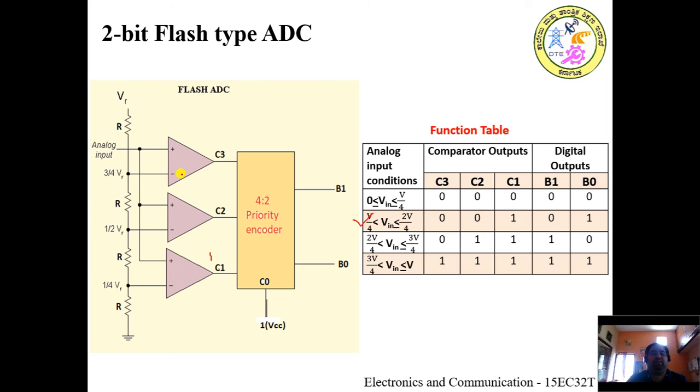Whereas for the other two higher comparators, it would be 0, as the reference voltage at the inverting terminal is greater than the analog input voltage. That's why they result 0, 0. And as the C0 is always connected to 1, so now with 0, 0, 1, 1 combination, C1 will take the precedence, and according to this, the output would be 0, 1.